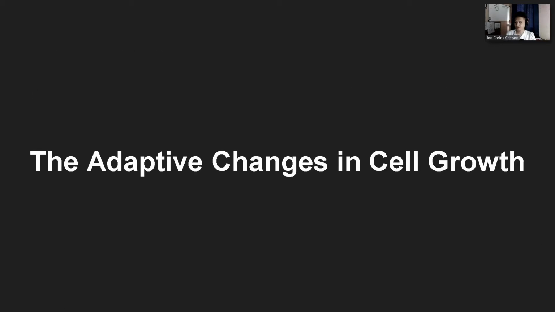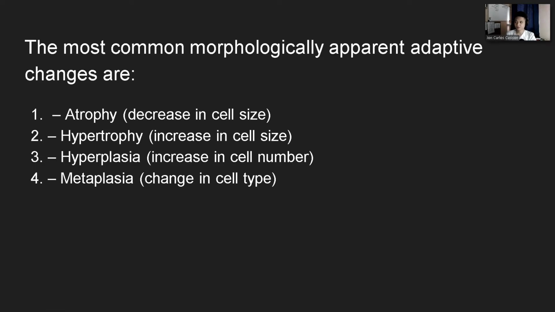Next is the adaptive changes in cell growth. The most common morphologically apparent adaptive changes are hypertrophy, which is an increase in cell size, hyperplasia, an increase in cell number, atrophy, a decrease in cell size, and metaplasia, a change in cell type.